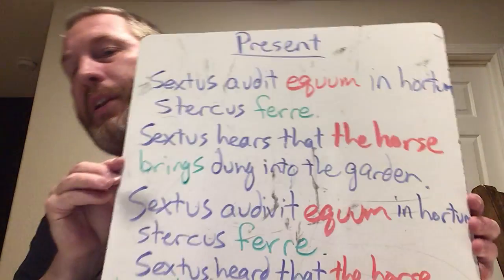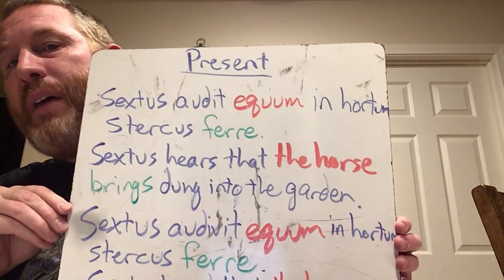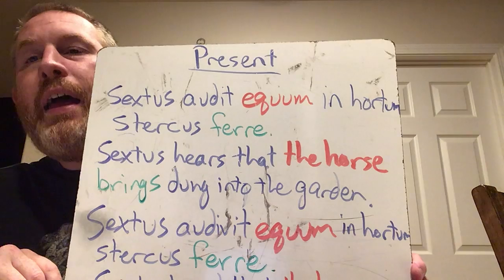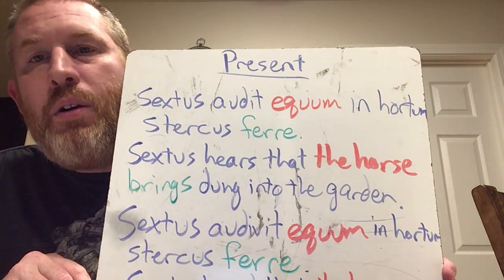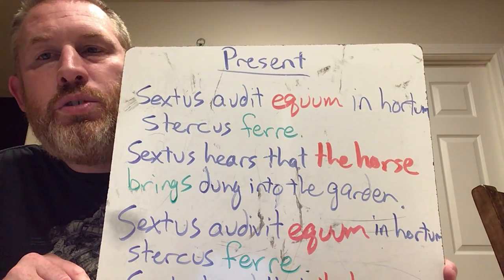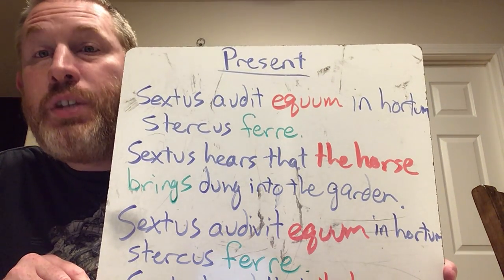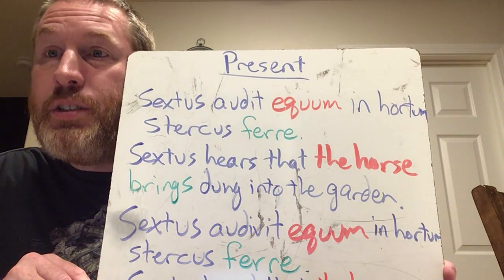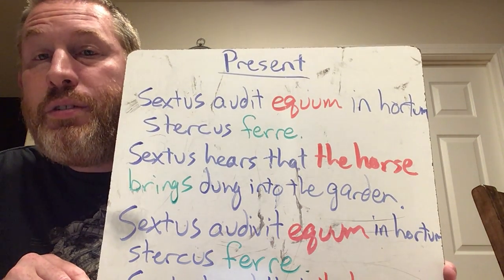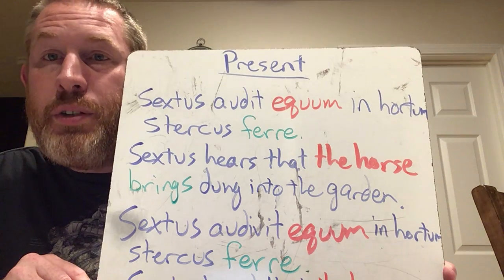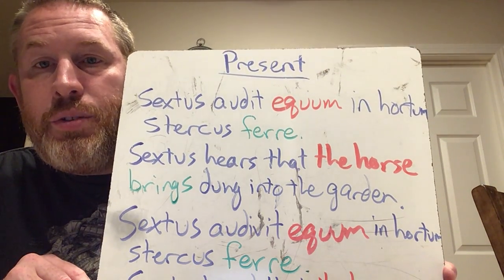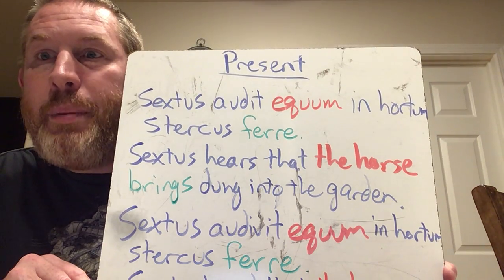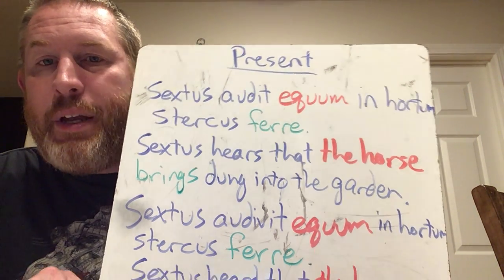So now, present tense, okay? If you have an accusative plus infinitive indirect statement and you have a present tense infinitive, that infinitive is happening at the same time as the main verb, okay? So, Sextus audit equum in hortum stercus ferre. Sextus hears, now again that sets the tone, right? So that's present tense. Sextus hears that the horse, notice it's in the accusative, brings dung into the garden. Okay, so that's all happening at the same time. He's hearing it and it's happening.